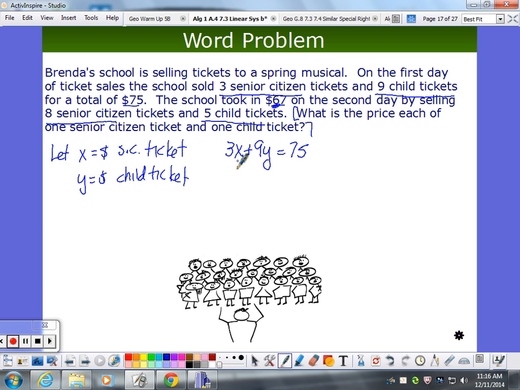That's my x, right? 3 of them. That's how you calculate cost, right? However many of the senior citizen plus however many of the child ticket, that's how you get your cost. So this was day 1. So, you have a question? Or do you know day 2? Yeah, what's day 2 then?